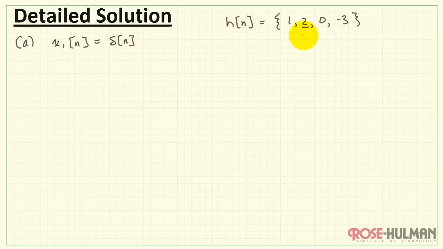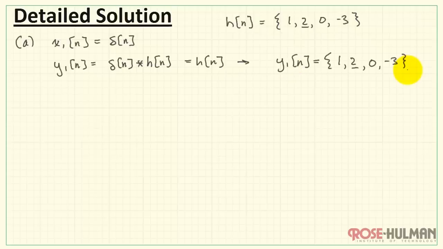Part A is the simplest of all four parts. The input sequence x1 is delta of n, therefore y1, which is the convolution of x1, being delta of n in this case, convolved with h of n gives us simply the h of n. y1 is therefore the same thing as the sequence for h.